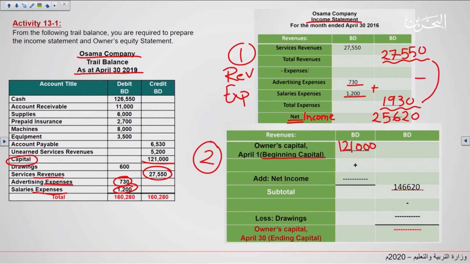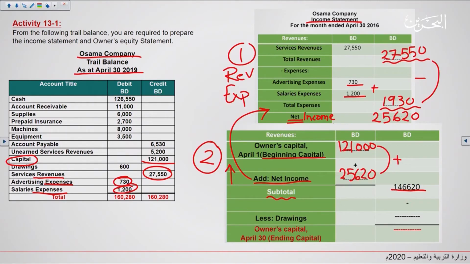Then we will look for the event that will increase the capital. Unfortunately, in this trial balance, we don't have any investment. So we will put the net income that we have calculated from the previous statement, which is step number 1. We got from the income statement this amount. Then to calculate the subtotal, we will add these two amounts to get the total of these two amounts.